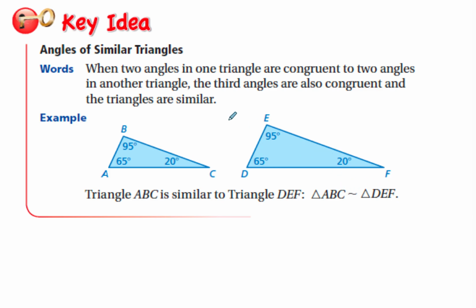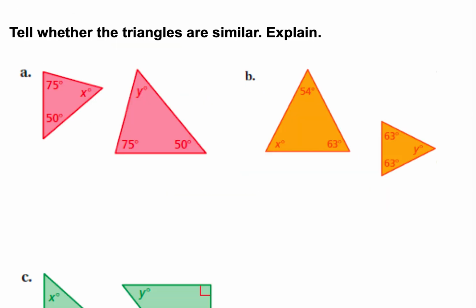B and E are the middle ones, and that means they're going to be the same amount of degrees, 95, 95. And C and F are the last ones, 20, 20. So our order on the first one doesn't really matter, but on the second one, the corresponding angles, the angles that match up with each other, aren't going to be in the same order as the first one.